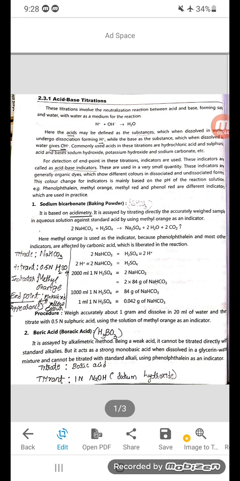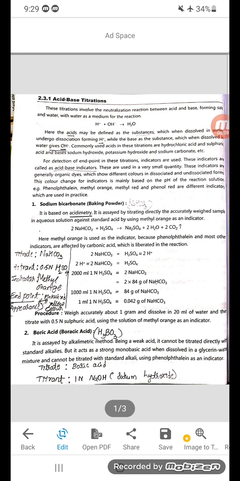Another important acid base titration example is the assay of boric acid. In this, the titrate is boric acid, which we take in a conical flask, and the titrant, 1 normality sodium hydroxide, we take in a burette. The indicator is phenolphthalein and the endpoint is pale pink color. So it may be analyzed by the titrimetric method.